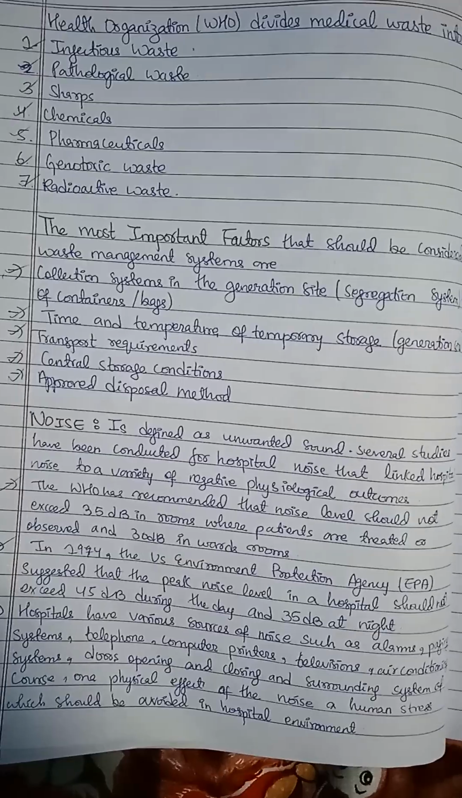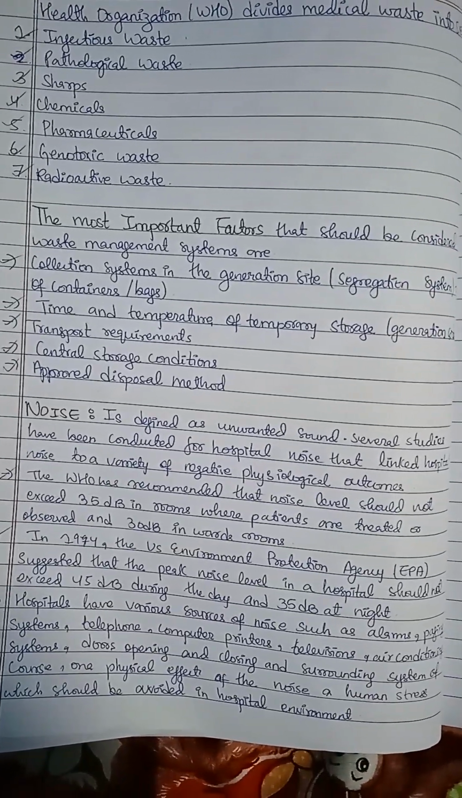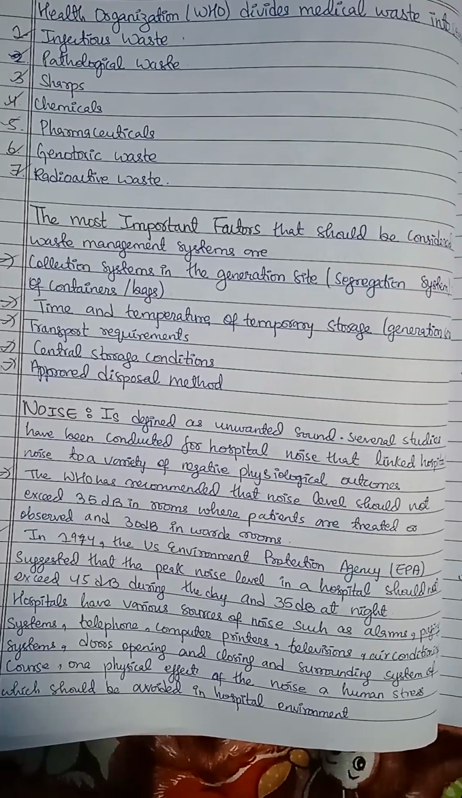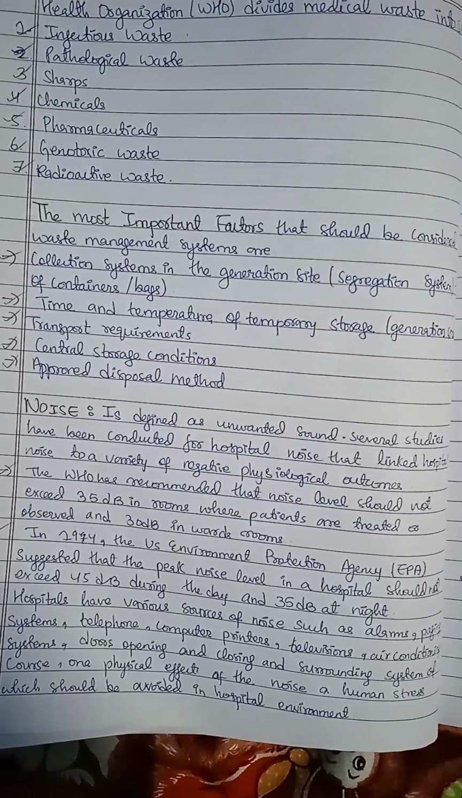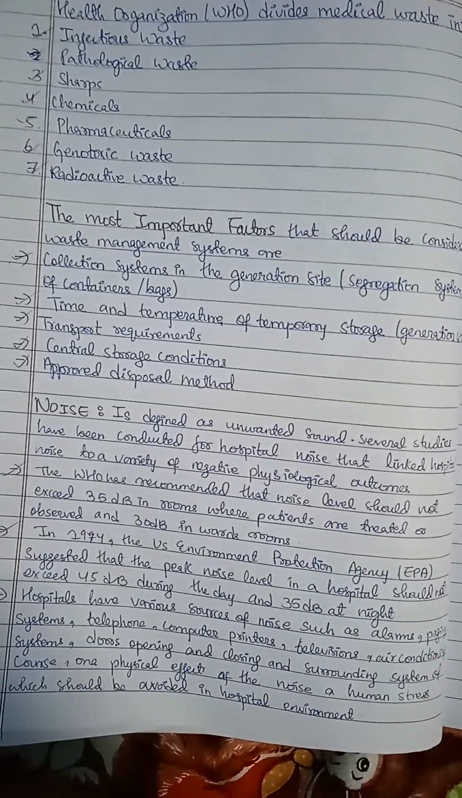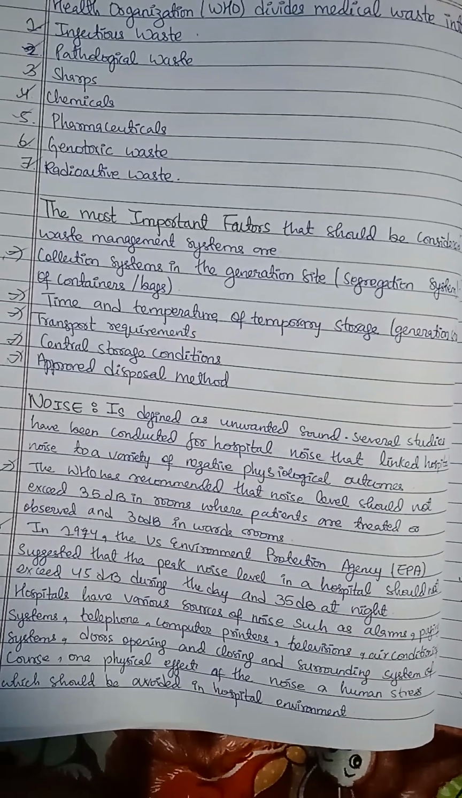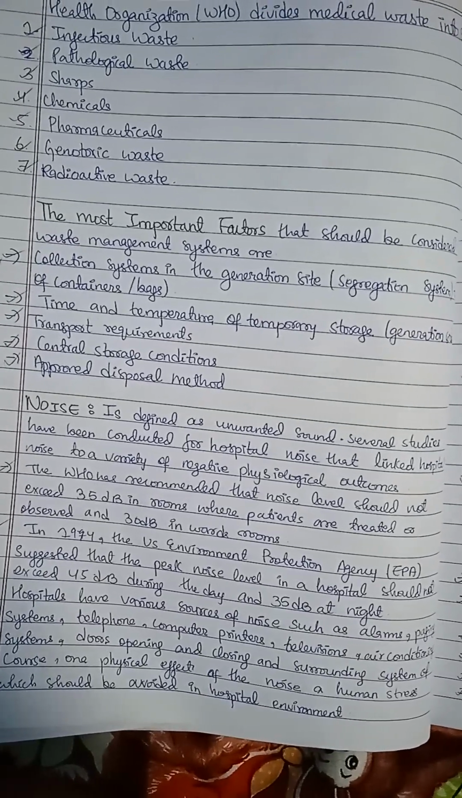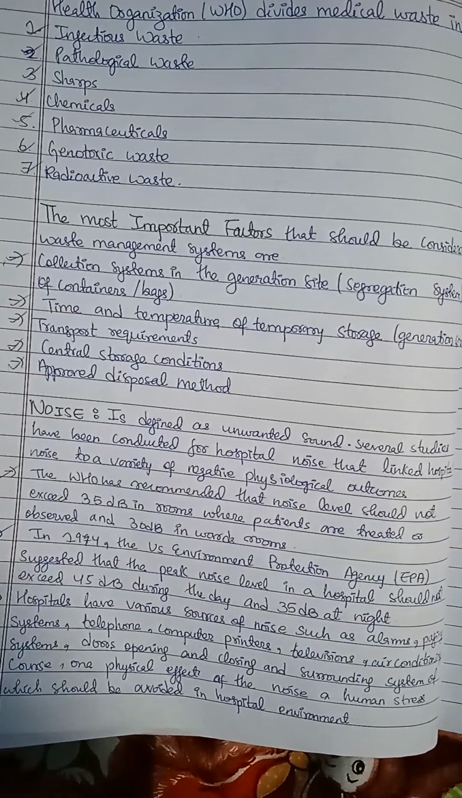Several studies have been conducted for hospital noise that linked hospital noise to a variety of negative physiological outcomes. The WHO has recommended that noise levels should not exceed 35 dB in the rooms where patients are treated or observed and 30 dB in the ward rooms. In 1974, the US Environment Protection Agency (EPA) suggested that the peak noise level in a hospital should not exceed 45 dB during the day and 35 dB at night.